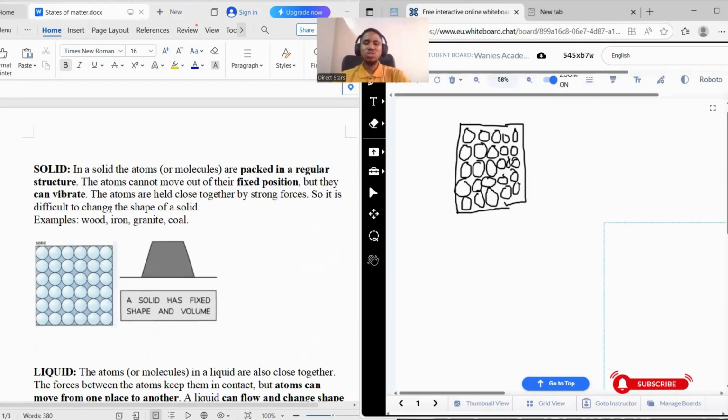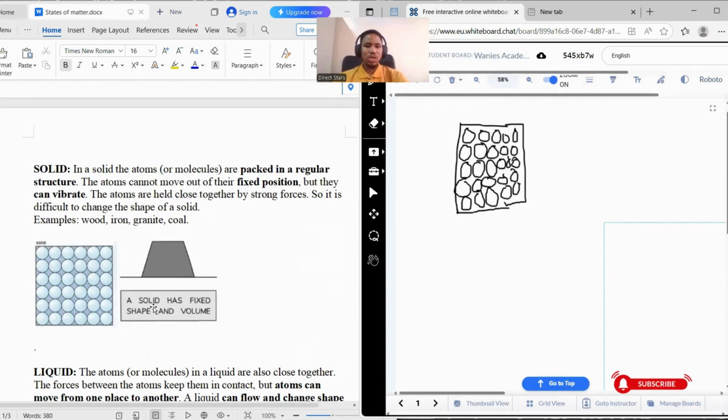So it is difficult to change the shape of a solid. Why? Because the particles there are well arranged, well structured, and they are in a fixed point. So it is difficult to change the shape of a solid, only when you use external force. And that external force is that you want to break some particles out of this solid. That is when you change the shape of a solid.